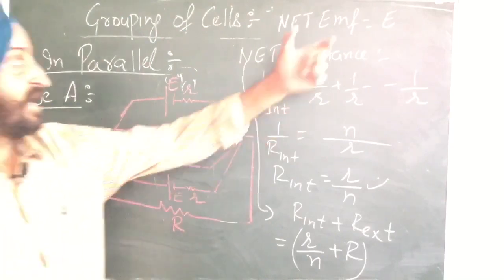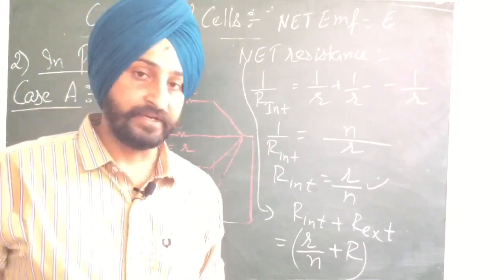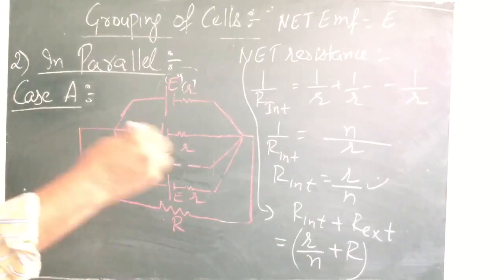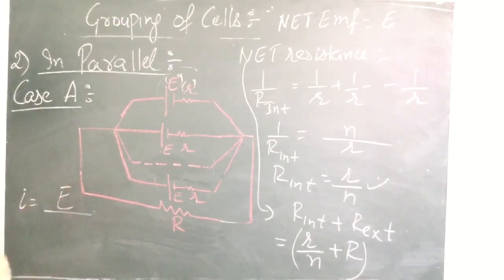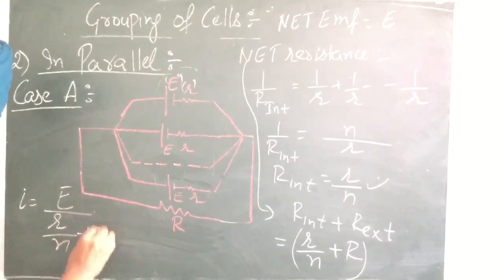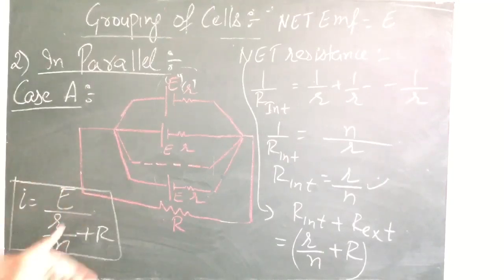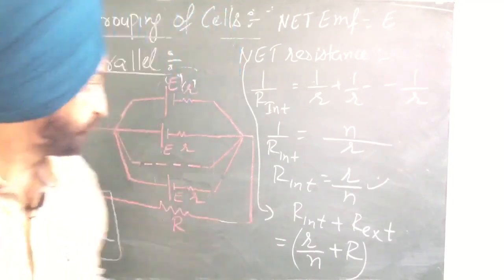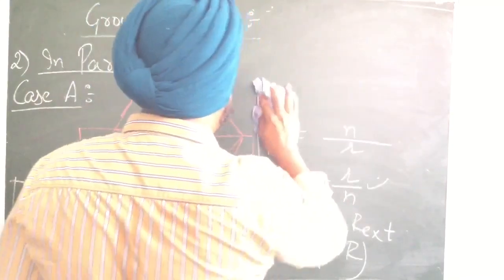So we have got net EMF as E and net resistance as R by n plus capital R, that is external resistance. So I can write the formula for current now. Current is net EMF divided by total resistance. So net EMF is of course E and total resistance is this. So I would be writing it as E divided by R by n plus R. So this is our formula for current flowing through such circuits. So in this part also we will be doing a special case as we have done in series connections.